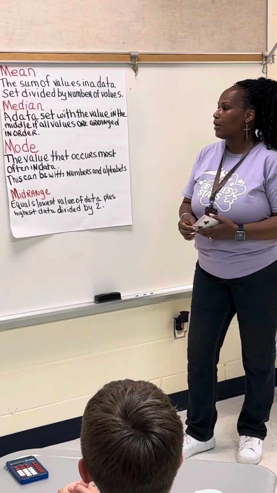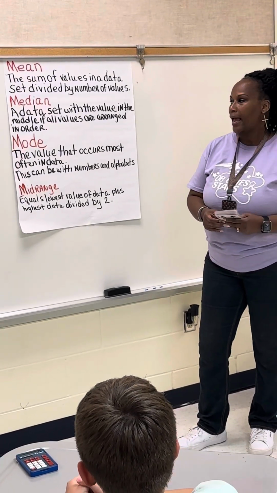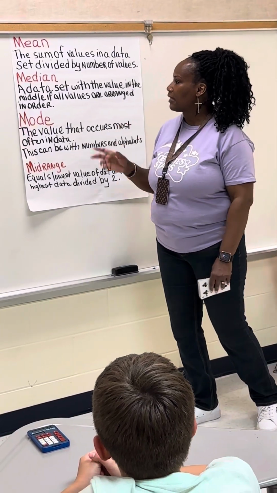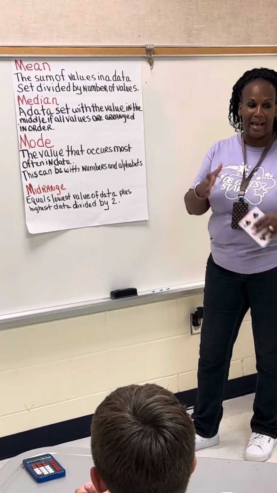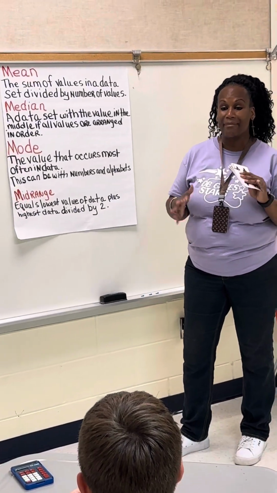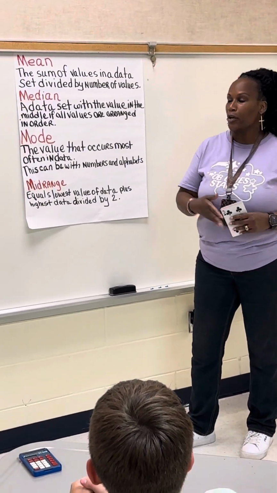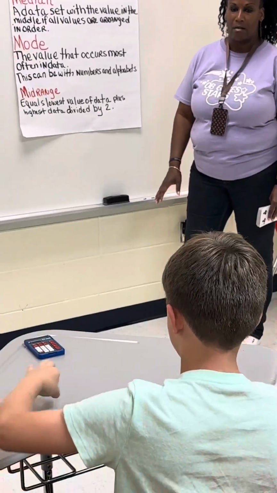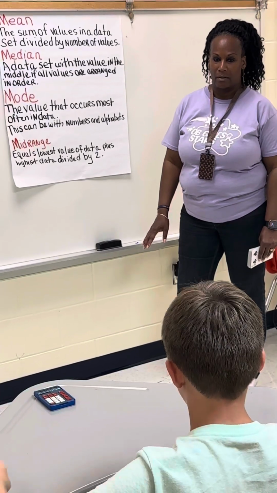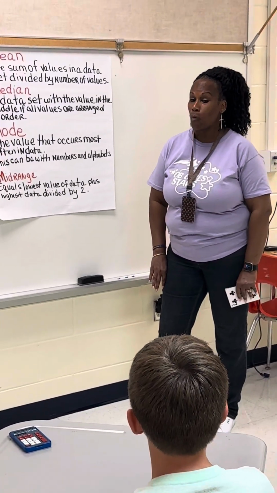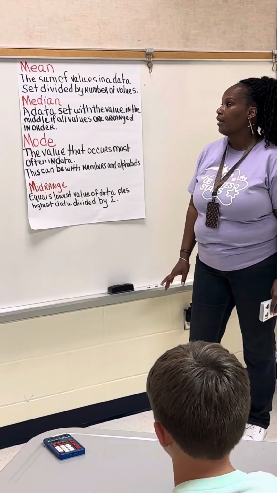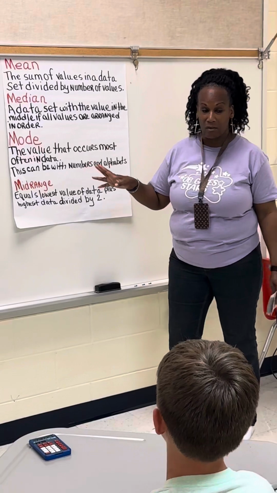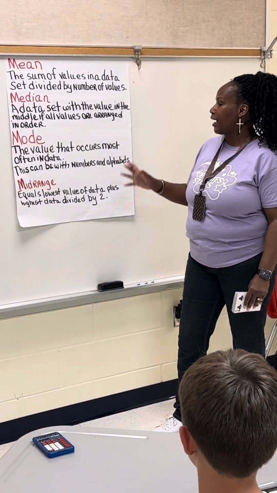All right. And so what I want to go over first is the mean. And the mean is the sum of values in a data set divided by the number of values, right? And so you guys had this before, so tell me what you get when you hear the word mean. Mean is like when you add all the numbers up and then divide it by the number of numbers. Right? Do they have to be in order? Yes. Yes, right? And so median, right, is a set of data with the value in the middle if all values are arranged in order.